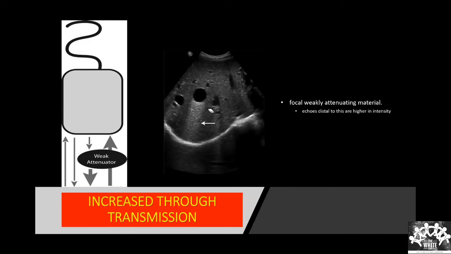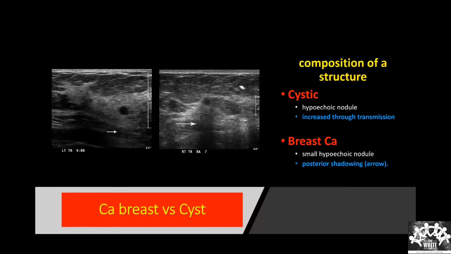Why did all of you say it is a cyst? Because it is causing increased through transmission. I explained why it happens. Why do you think these structures are not cysts? Yeah, it is not a perfect circle. Usually if you try focusing, you will not see a proper circle. Okay, the shape. Good.